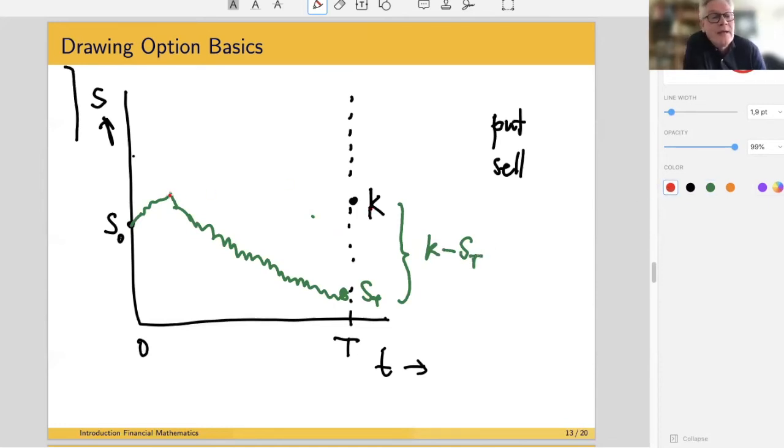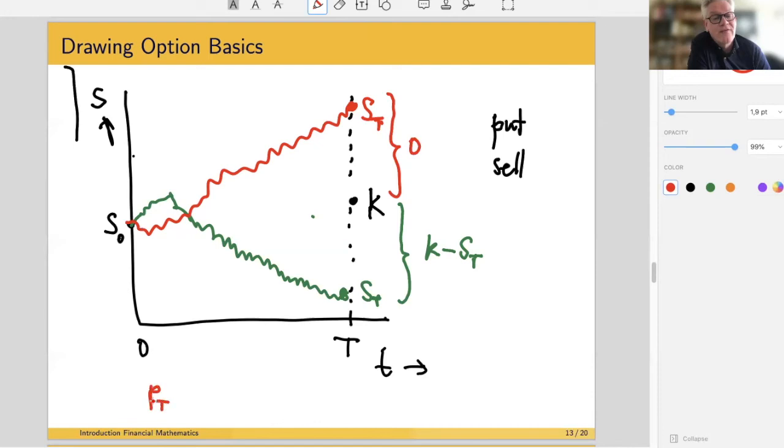right? And the other way around, when the stock would be ending up above strike price K, then you are allowed to sell them for K, but in the market you can sell them for a higher price. So you would not use your option. And in that case, for the put, the payoff would be 0. So the payoff for the put at final time would be the maximum of K minus ST and 0.